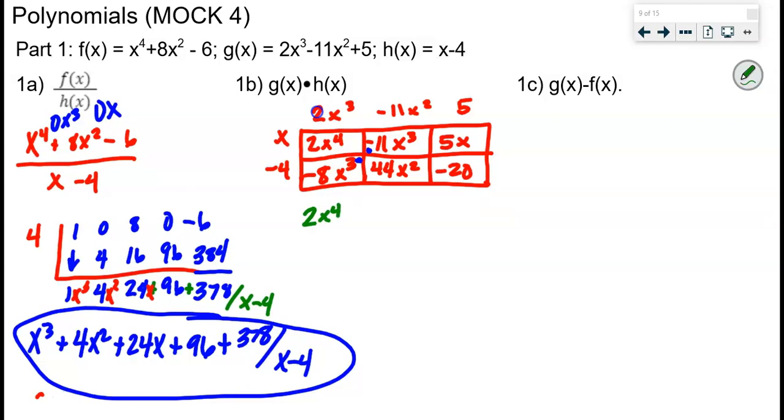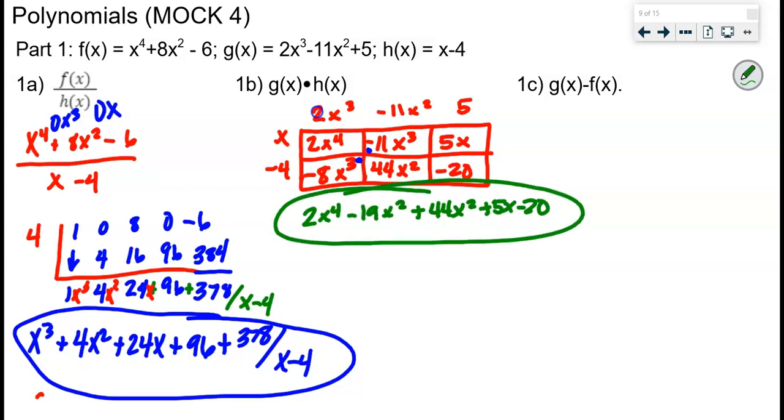So this is going to be 2x to the fourth, and then we've got these two, so that's going to be minus 19x to the third plus 44x squared plus 5x minus 20, and that's our answer right there. All right, so the next one is just subtraction.